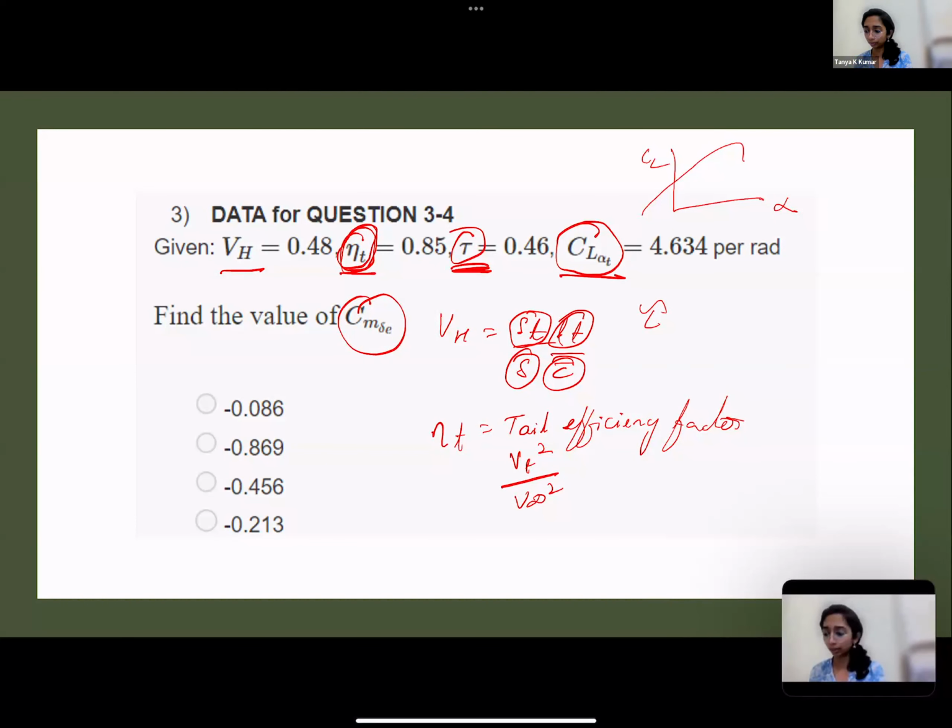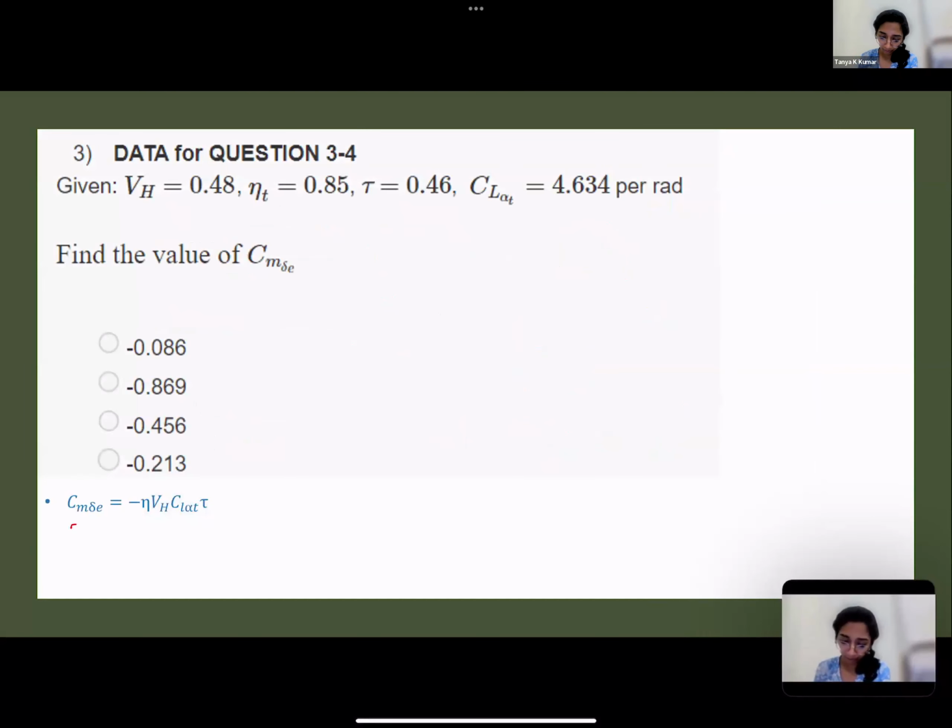What is the formula? So the formula is this. All of these terms are given directly to you in the question. Can you just substitute it quickly and tell me the answer for CM delta E? And CM delta E will always be negative.